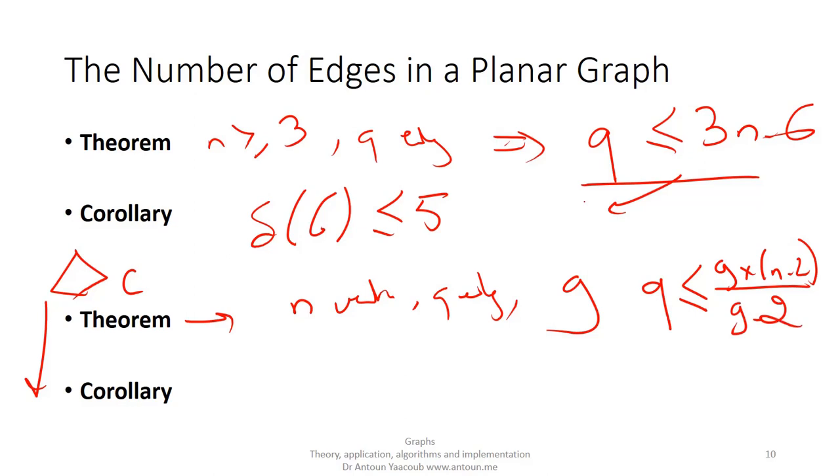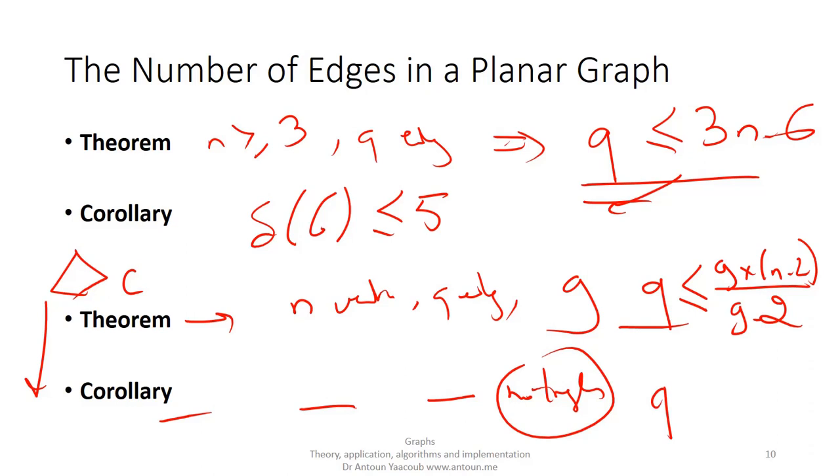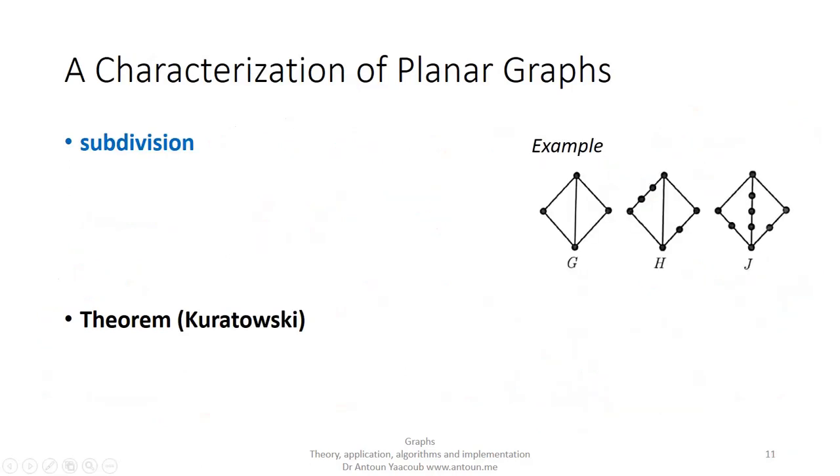So it's again a formula that tells us a lower bound about the number of edges. So again, as a corollary, if the graph is planar and it has n vertices and q edges and there is no triangle, so there is no g here, the number of edges is less than or equal to 2n minus 4. So those are some theorems about the number of edges in a planar graph.